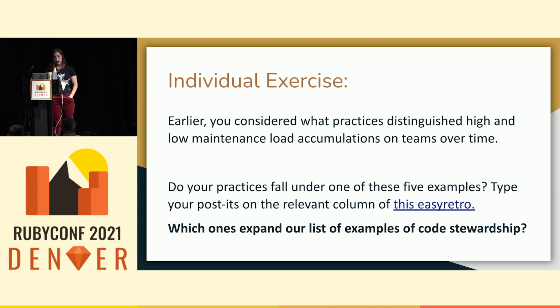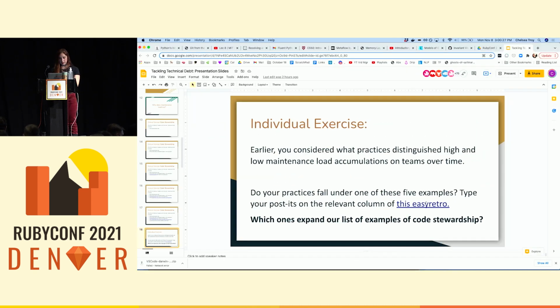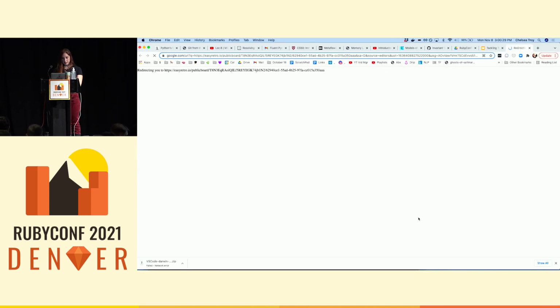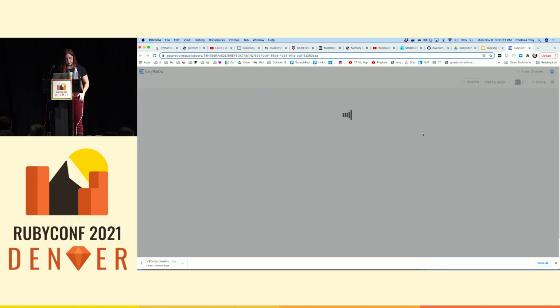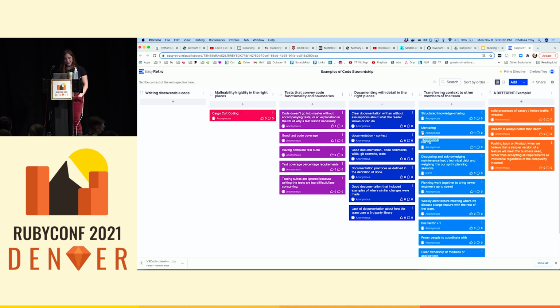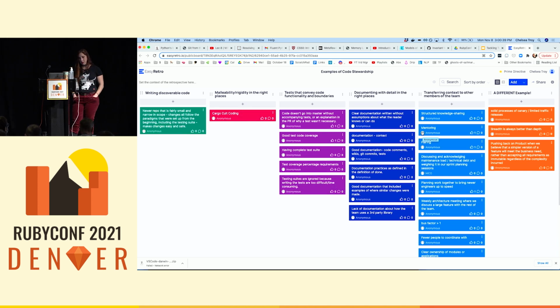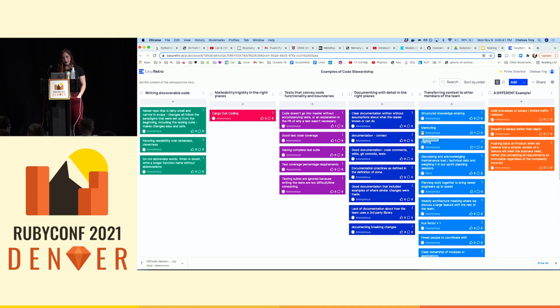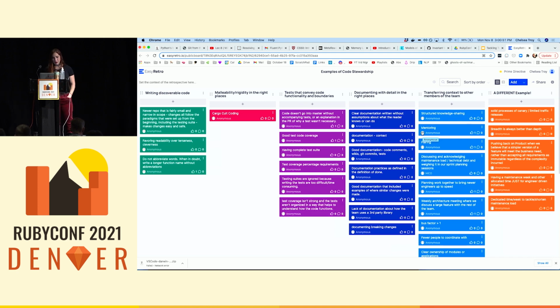So I'll give you a couple minutes to copy and paste your stuff in there. Let me see if I can pull it up so you can see on the big screen this easy retro. Oh, we got some stuff. We got some stuff. Now I need that horse race music. Cool. Keep typing. I'm going to start reading off some of these examples.